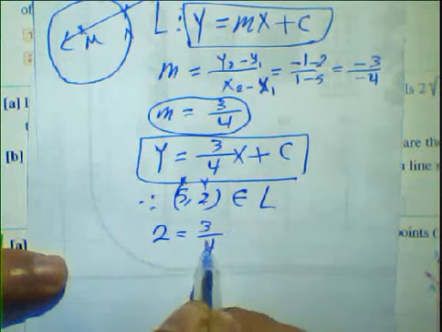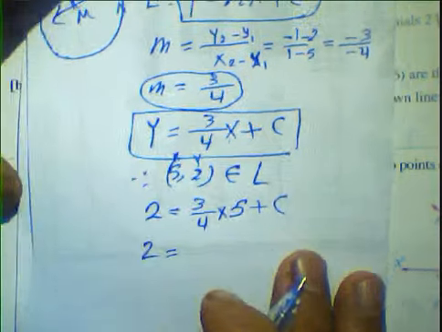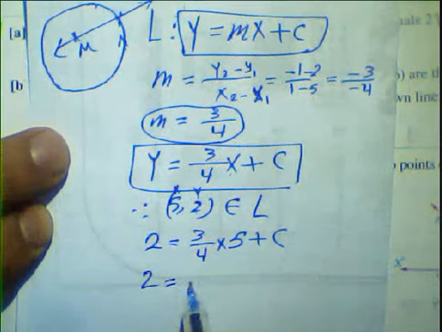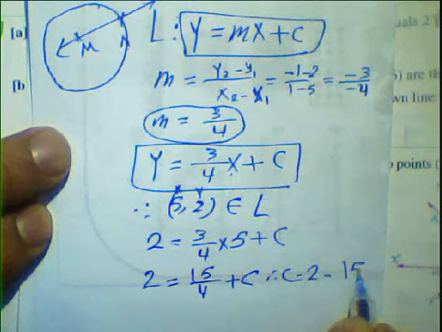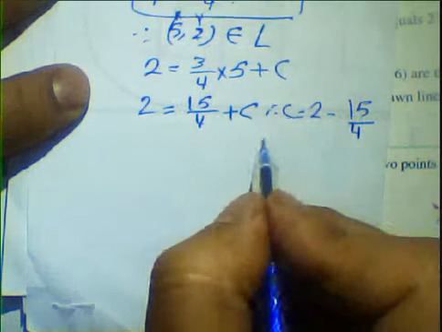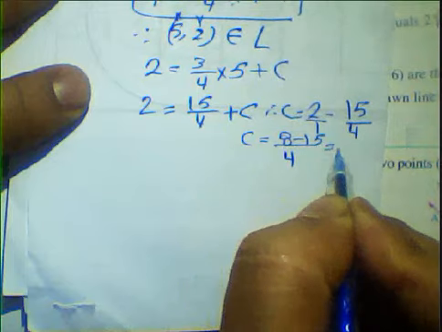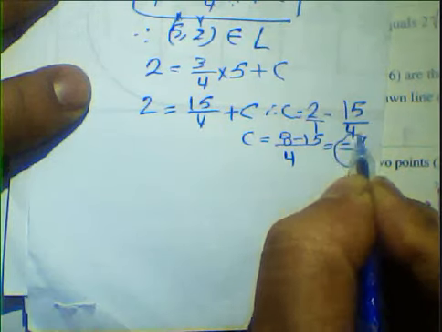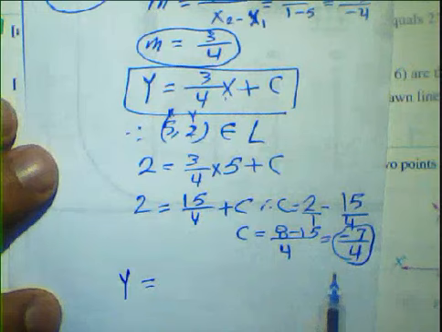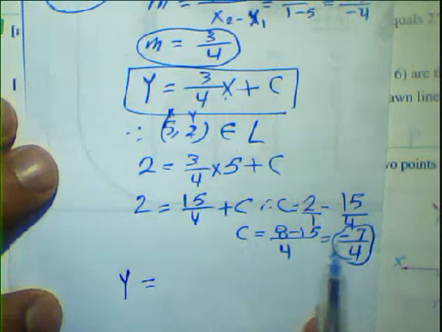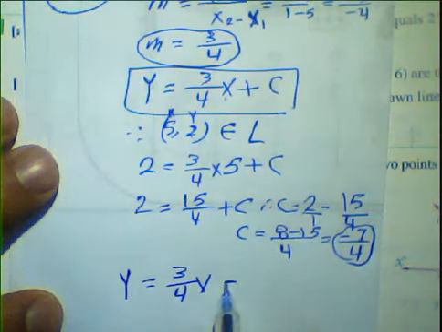2 equals 3 over 4 multiplied by x. x was 5, plus the constant. 2 equals 3 over 4 multiplied by 5. It will be 15 over 4 plus the constant. Then the constant will be 2 subtracted by 15 over 4. We can find the constant by writing 1 in the denominator. 4 times 2 equals 8, subtract 15. The result will be negative 7 over 4. So y will equal 3 over 4 x, and we replace the constant with negative 7 over 4, because 8 minus 15 equals negative 7. So y equals 3 over 4 x minus 7 over 4.